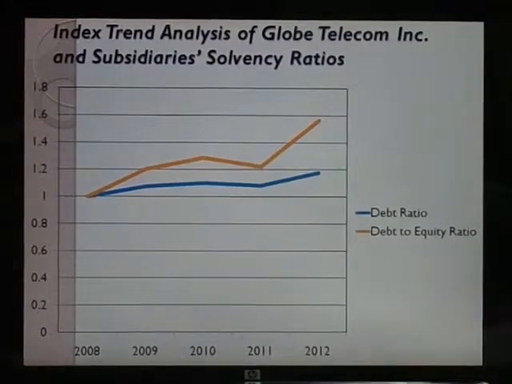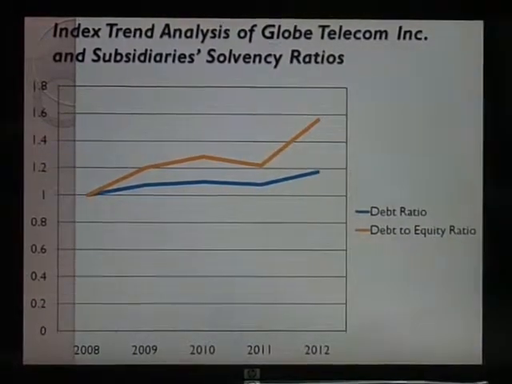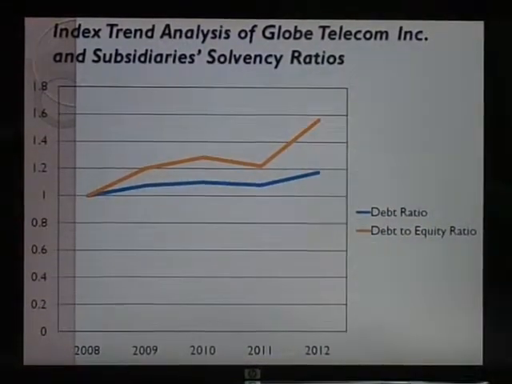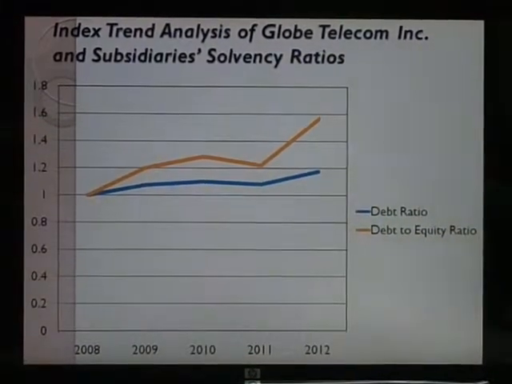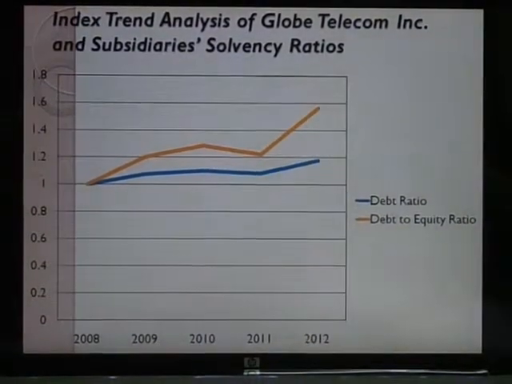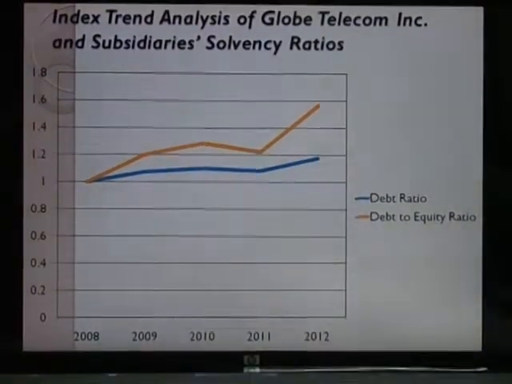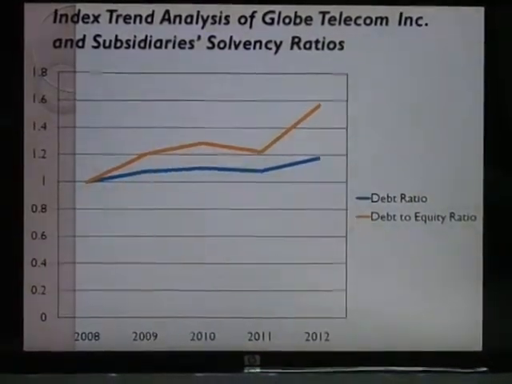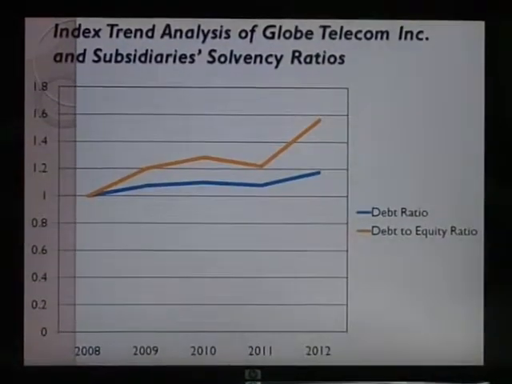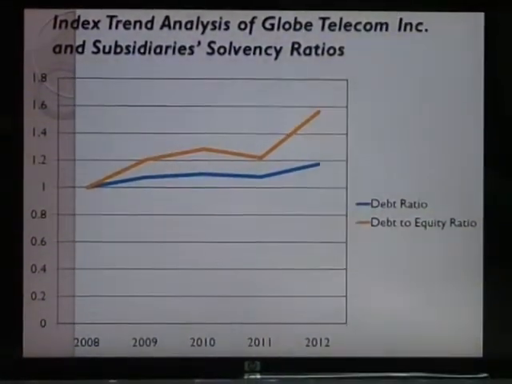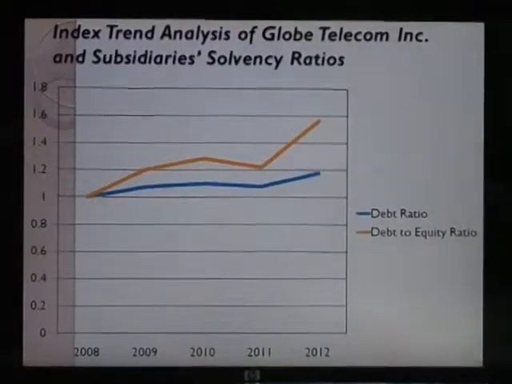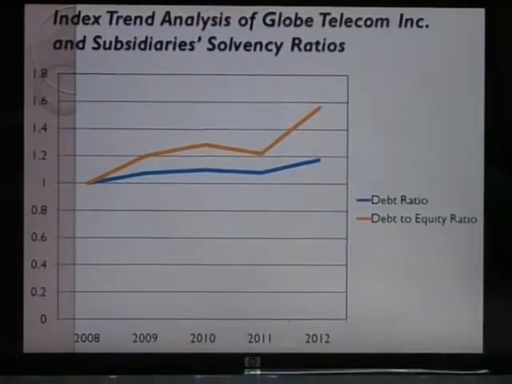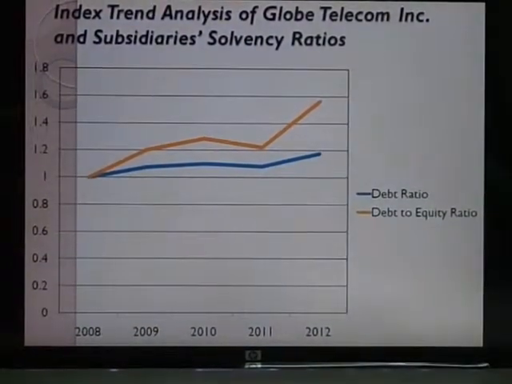So, to have a clearer view of the solvency of the company, this graph shows that the debt ratio of the Globe Telecom is increasing, reaching 1.2 in 2012, which is still favorable as compared to the debt to equity ratio drastically increasing over time, which is unfavorable because the company is very much inclined to debt financing instead of equity.